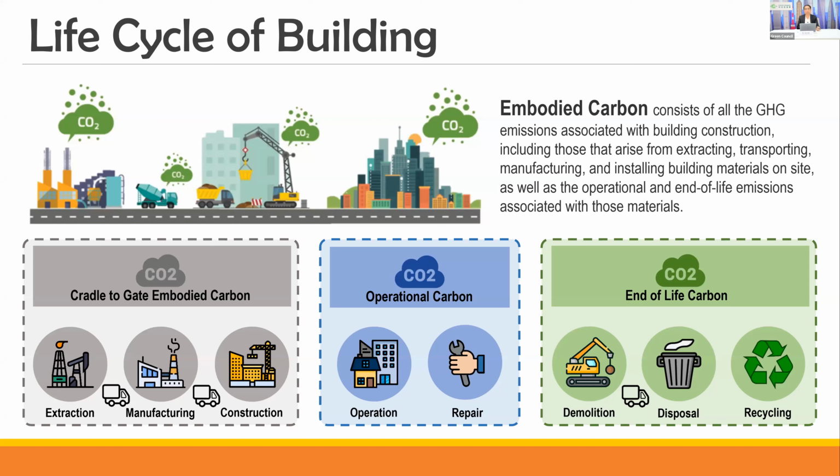It is divided into three parts. The first is the cradle to gate embodied carbon, which includes the extraction of materials, manufacturing and construction. The second part is the operational carbon, and after all, it is the end of life carbon, which includes the demolition, disposal, or recycled carbon emission.